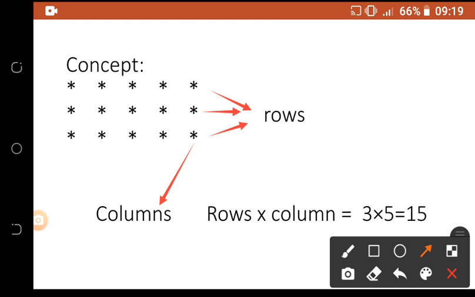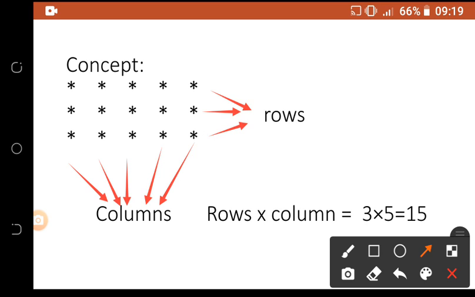Then also look at this. In this case, you discover there are 5 different lines. These lines are not horizontal, they are vertical. They are going up and down. So we call these vertical lines columns. Each column has 3 stars if you count. So this is what is meant by rows and columns.